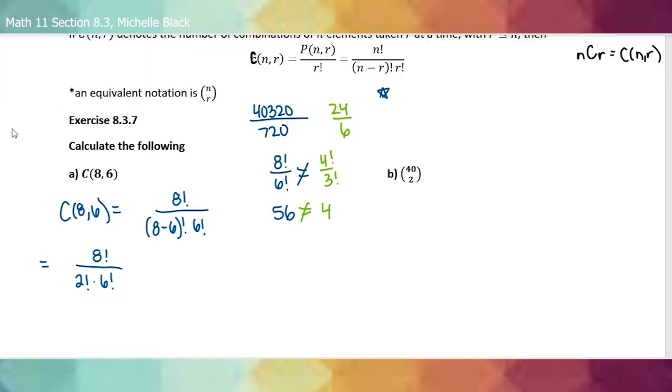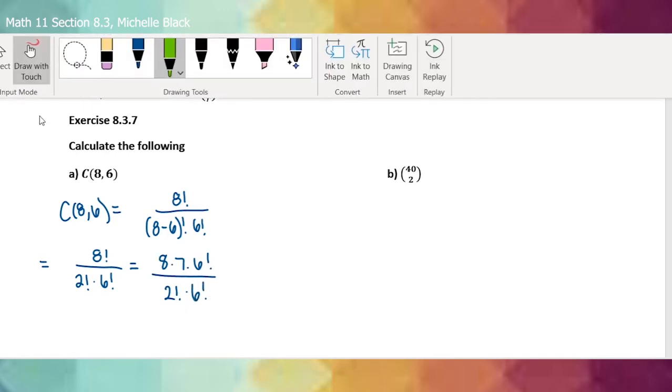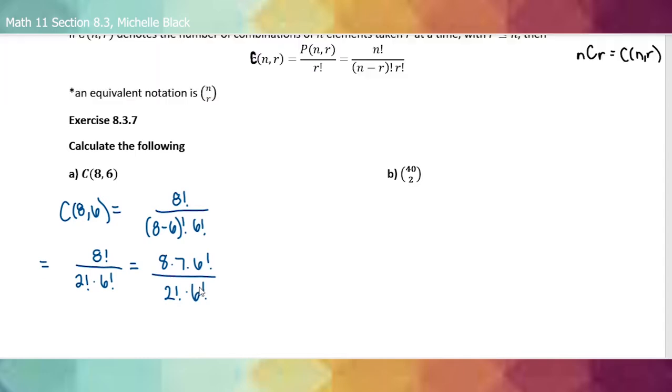Okay, so back to our problem. We can still simplify out the numerator until it matches one of the ones in our denominator. So I'll do 8 times 7 times 6 factorial. And at least now, since everything's being multiplied, I can simplify the 6 factorials because they match exactly, so they are the same. And then all I'm left with to calculate is 8 times 7 divided by 2 times 1, which gives me 56 divided by 2, or 28.